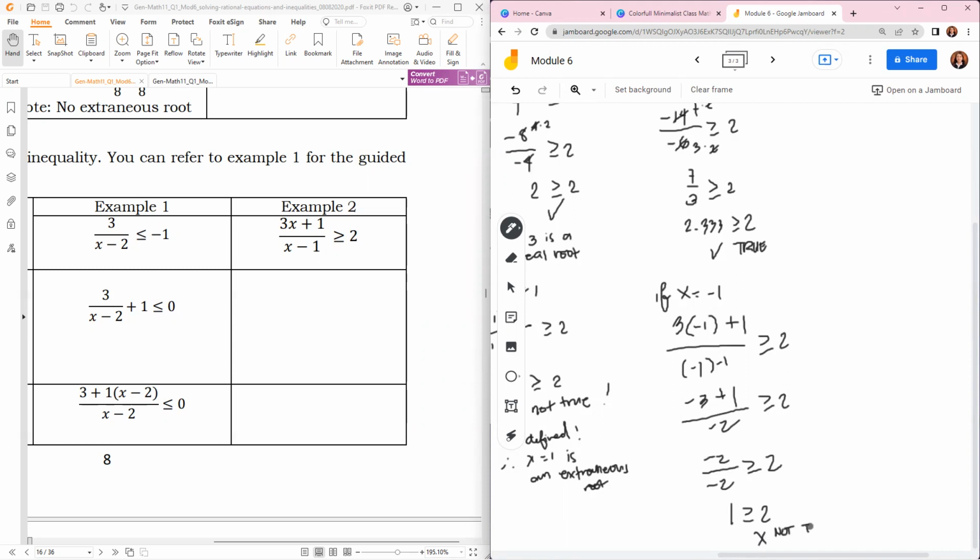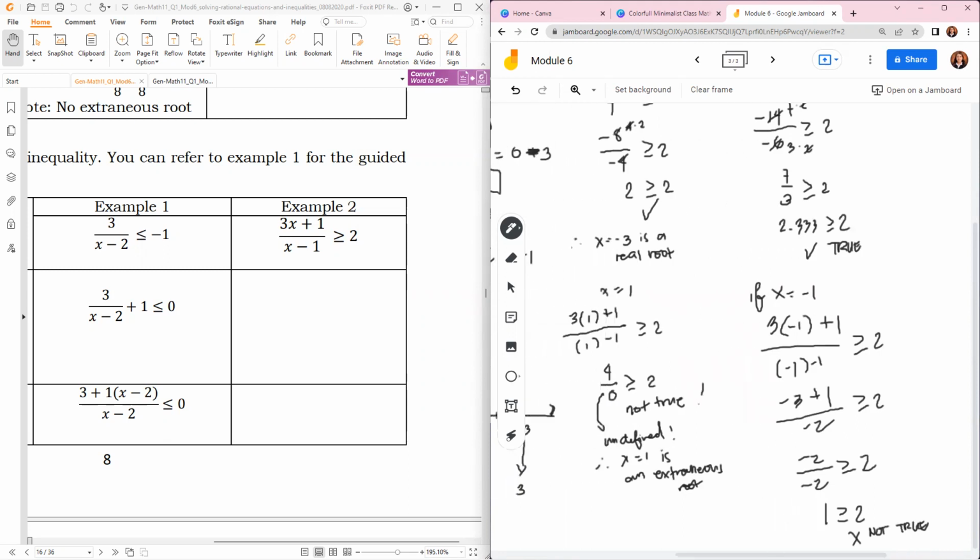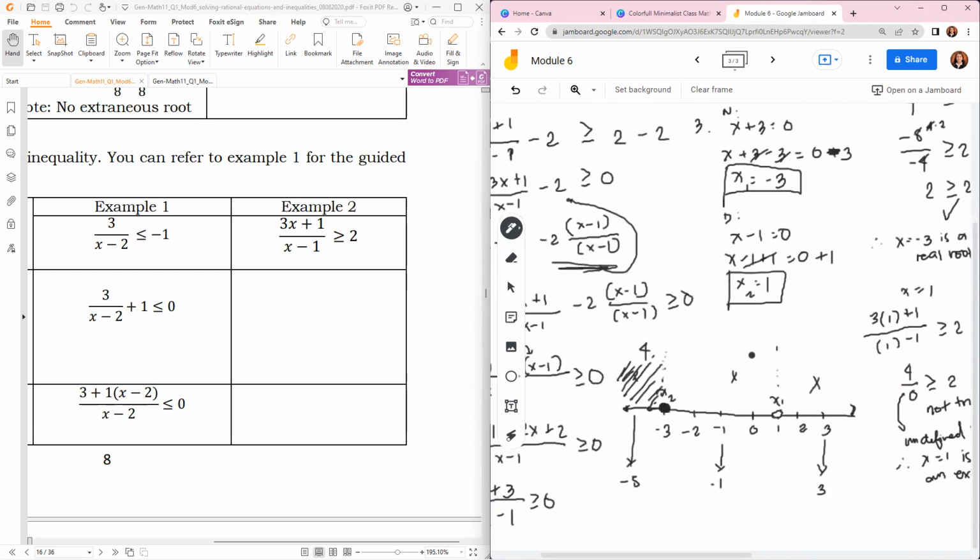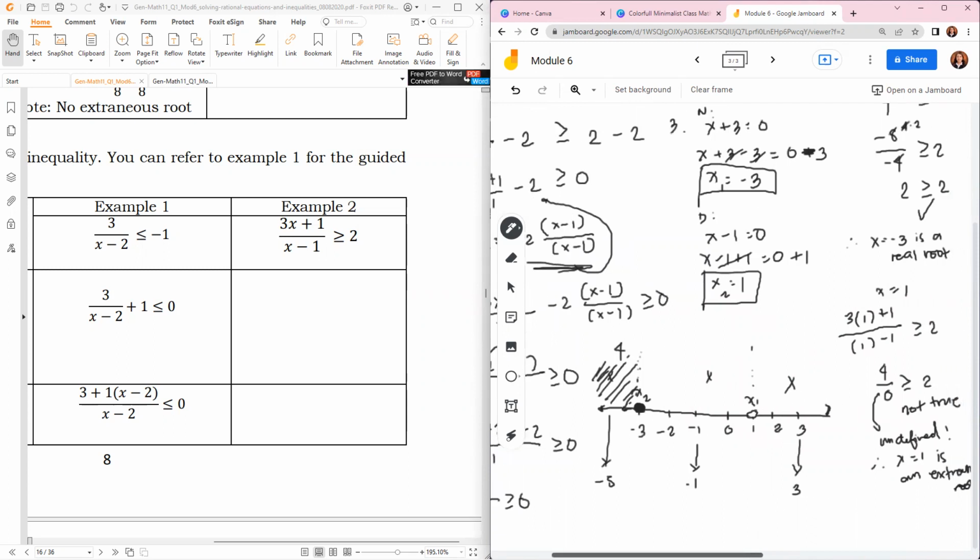It means that katong area or space nga kung asa na belong si negative 1 sa number line, this is not part of the solution. So we leave it blank.